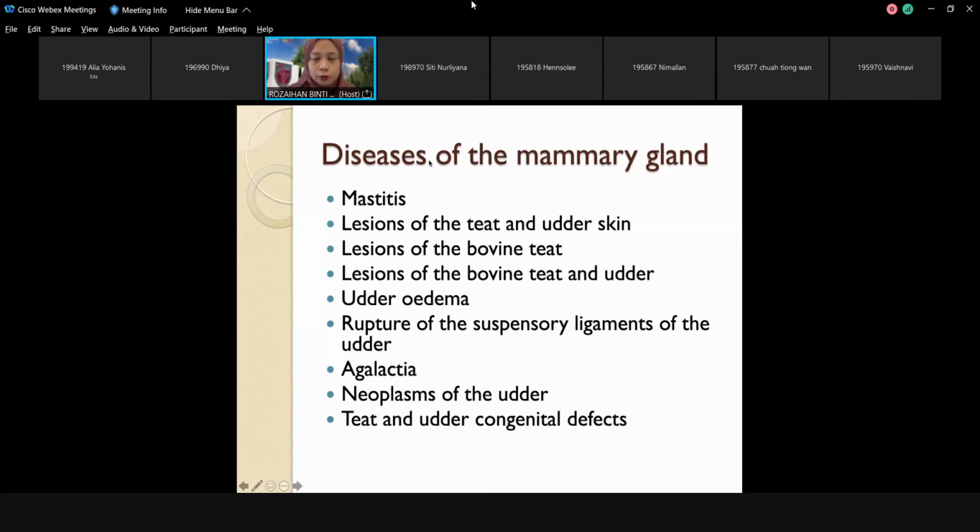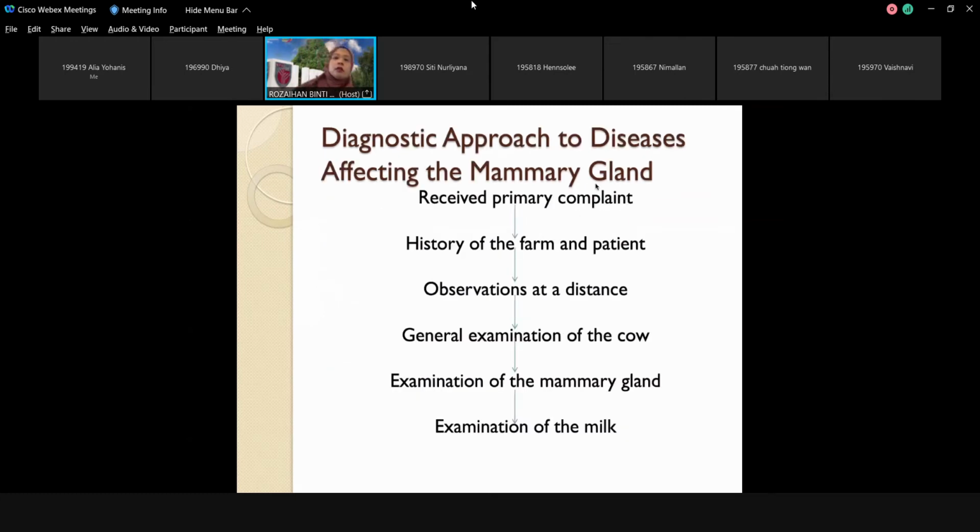Of course, the most important one is mastitis, but there are other conditions of the teats and skin, affecting both the teats and the other skin. There are also lesions affecting only the bovine teats, lesions of both bovine teats and udder, udder edema, rupture of the suspensory ligaments of the udder, agalactia, neoplasm, and other congenital defects. I'm just going to give you two to three examples of each of those conditions.